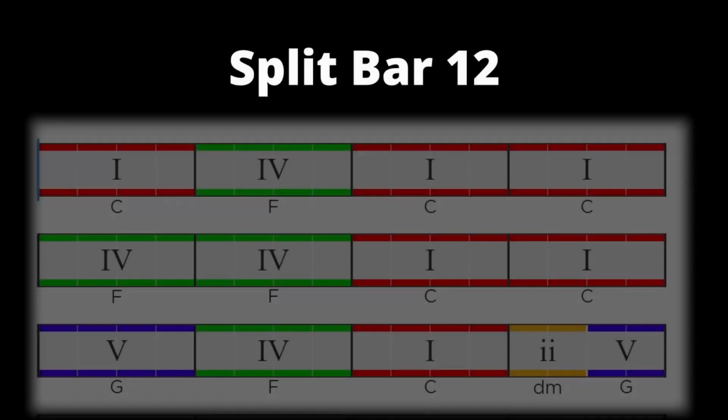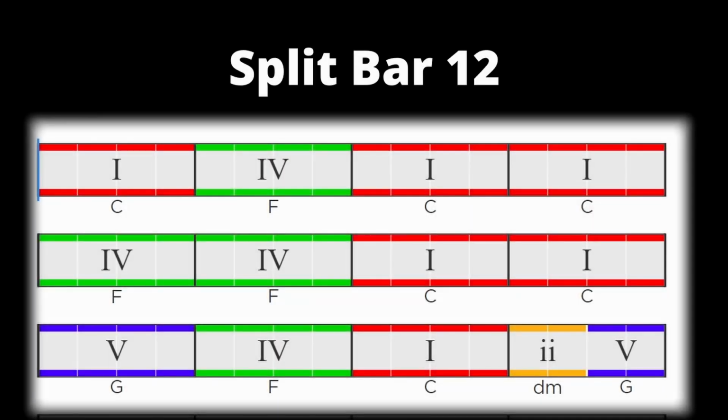Another way to do this would be to split bar 12 in 2 and keep the original 5 chord in the second half of the bar and then introduce a 2 chord in the first half to lead up to the 5.